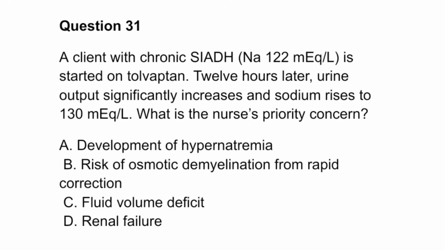Question 31. A client with chronic SIADH, sodium 122 milliequivalents per liter, is started on tolvaptan. 12 hours later, urine output significantly increases and sodium rises to 130 milliequivalents per liter. What is the nurse's priority concern? A. Development of hypernatremia. B. Risk of osmotic demyelination from rapid correction. C. Fluid volume deficit. D. Renal failure.